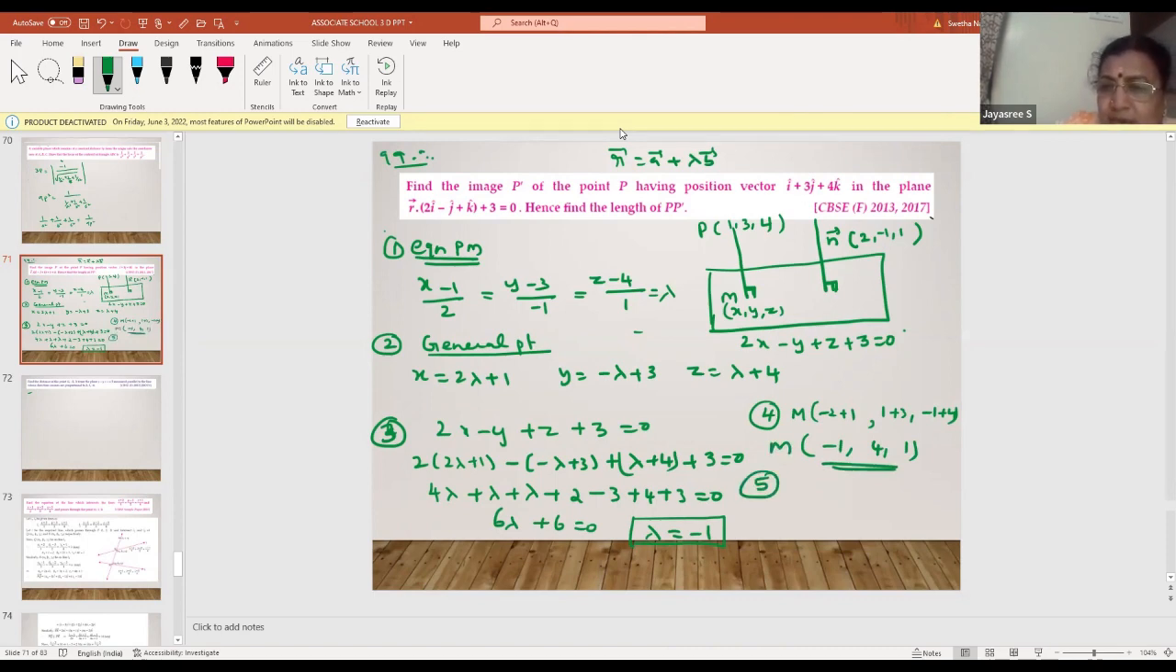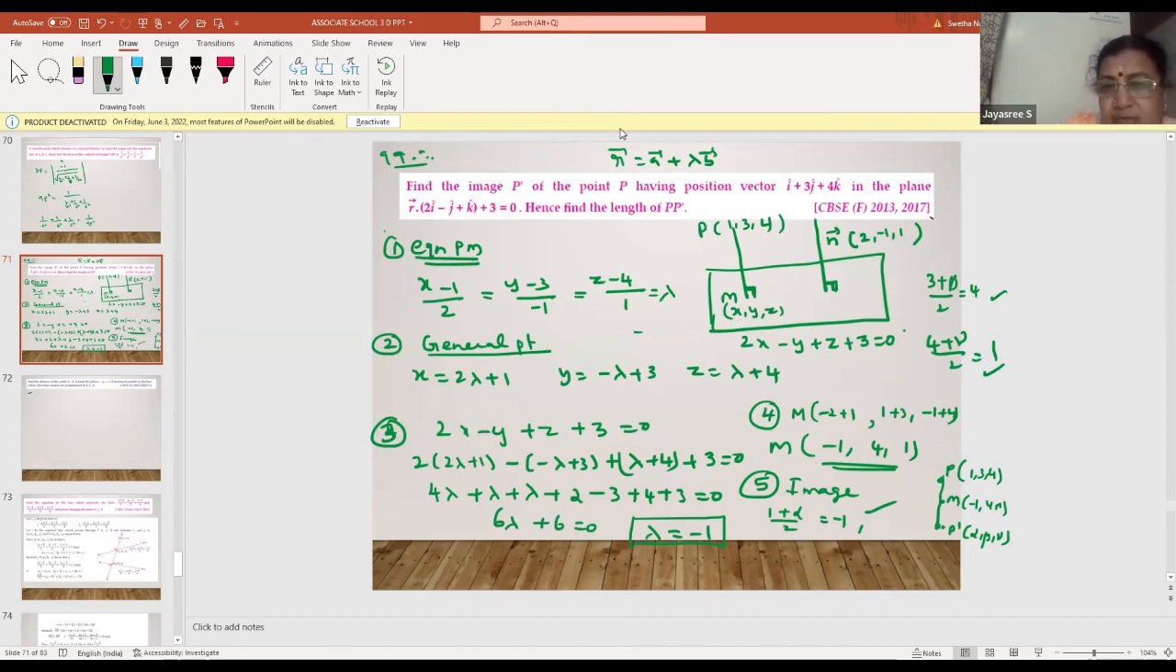Next concept: once again ask them to draw the diagram here. So P, M, P dash, this diagram. P is 1, 3, 4 and M is minus 1, 4, 1 and P dash is alpha, beta, gamma, the image. So using the midpoint, they can find the image. The image concept is the next one. So 1 plus alpha by 2 equal to minus 1, and then the next is 3 plus beta by 2 equal to 4, and the next is 4 plus gamma by 2 is equal to 1. So alpha, beta, gamma, the image, can be found.